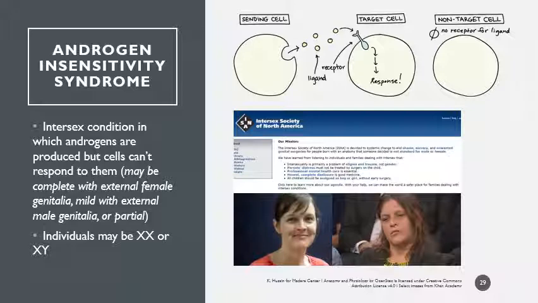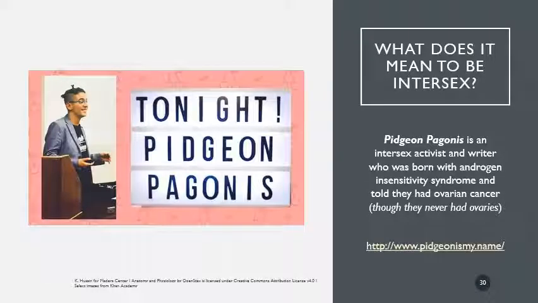There's lots of people with androgen insensitivity syndrome who identify as male, and then there's people who use they, them pronouns and identify as non-binary. And one example of those people is Pigeon Pagonis. They're an intersex activist, writer, filmmaker, artist, and they were born with androgen insensitivity syndrome.